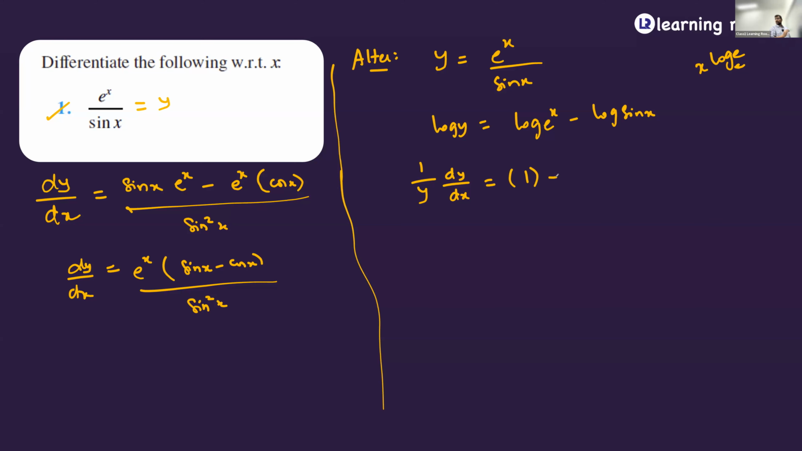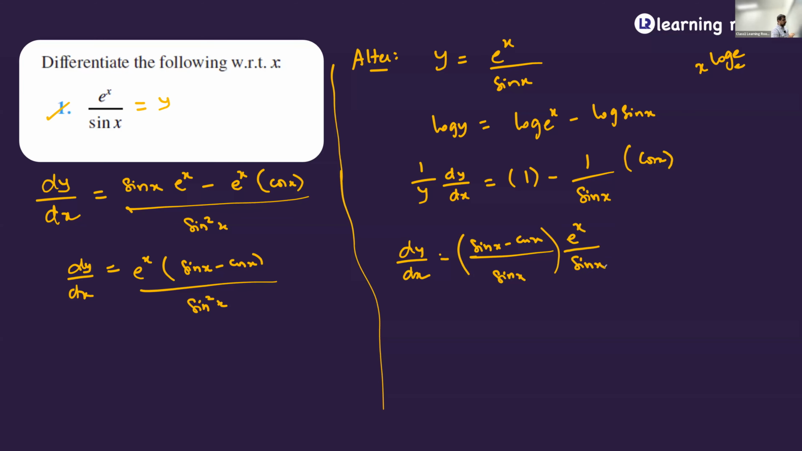Minus, what is the derivative of log of sin x? 1 by sin x into cos x. Right. So take LCM. Dy by dx is equal to sin x minus cos x, the whole divided by sin x into the y will go to the other side, which is basically e power x by sin x. So what is the answer? E power x into sin x minus cos x, the whole divided by sin square x. Both are the same. Is generating the same result. So you can make a note of this.